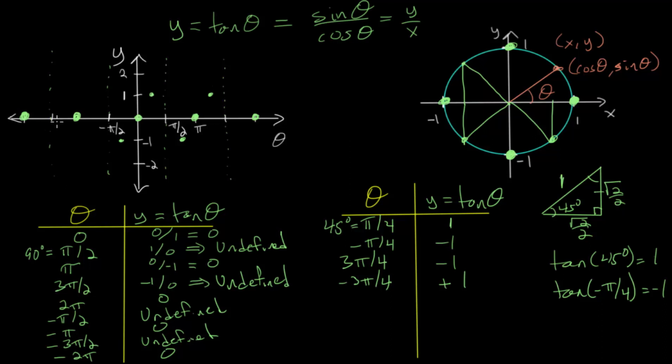And on the negative side, this minus 3 pi over 4, which would be right here, this would be at positive 1. If we look at minus 5 pi over 4, that would bring us to here, which is the same angle as 3 pi over 4. So they have the same value, and 3 pi over 4 was negative 1. So minus 5 pi over 4 would also be at negative 1.